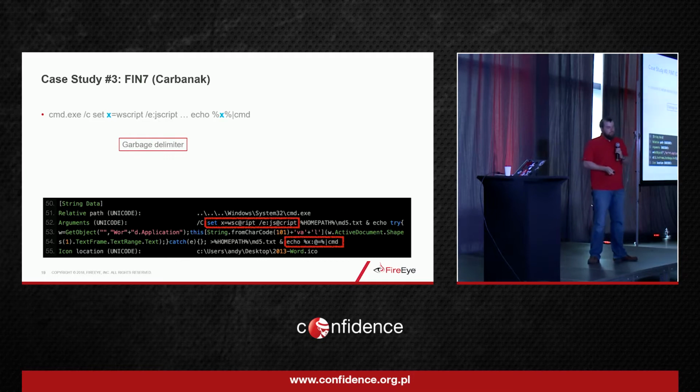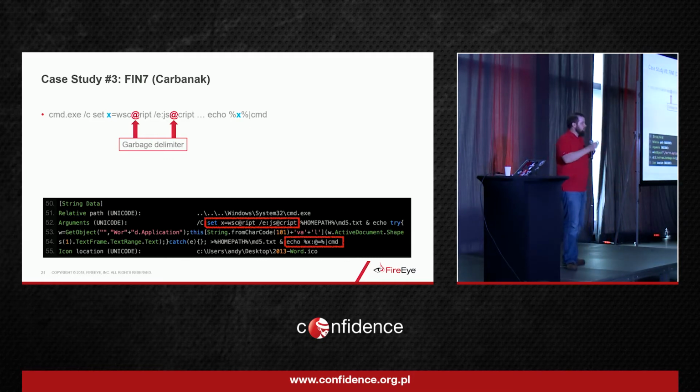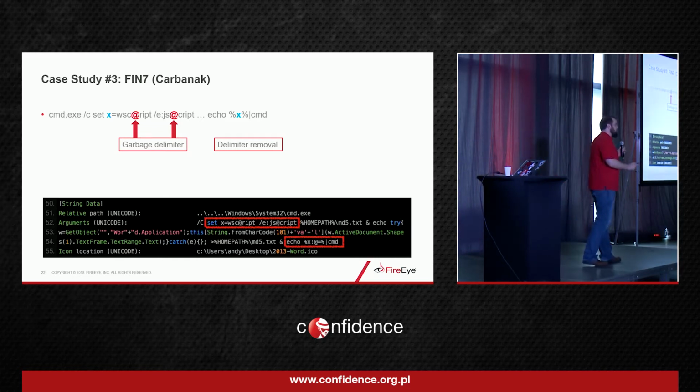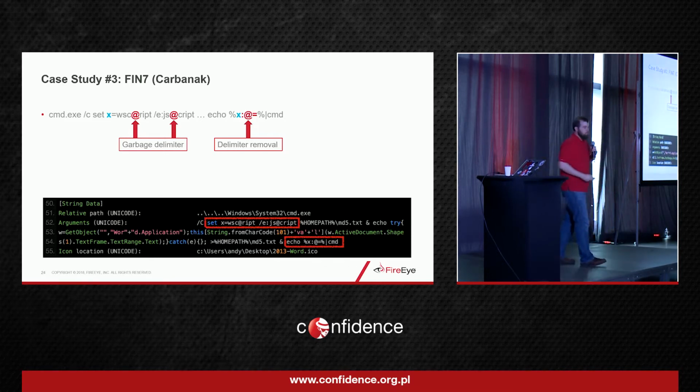But what bothered me was these garbage delimiters, these @ signs. Because if you run wscript with those @ signs in there, it fails. The @ sign is not some forgotten obfuscation character that wscript knows. It fails. But what I noticed is that if you look at the X variable at the very end, FIN7 did something really cool. They actually made a space after that variable and then inserted this syntax right here.